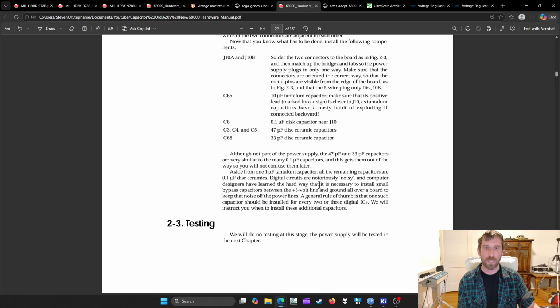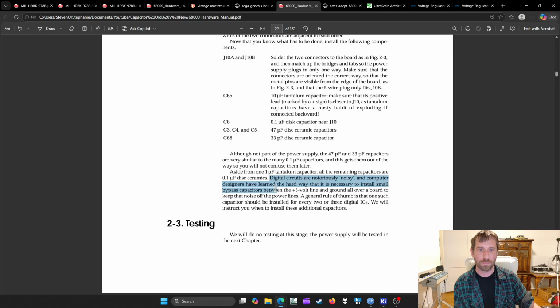So we get to here and we see some recommendations. Once again, I cannot stress to you how much of a pain in the ass it was to find anything with recommendations. Anything at all. So let's read through this. Aside from a tantalum 0.1 microfarad disc ceramics through hole.